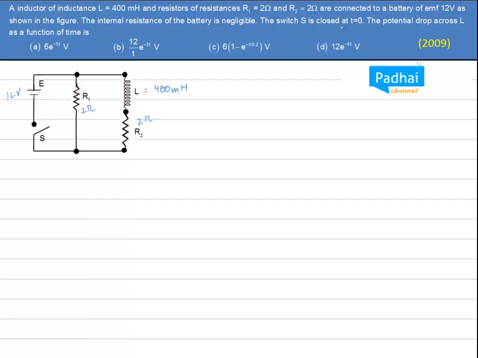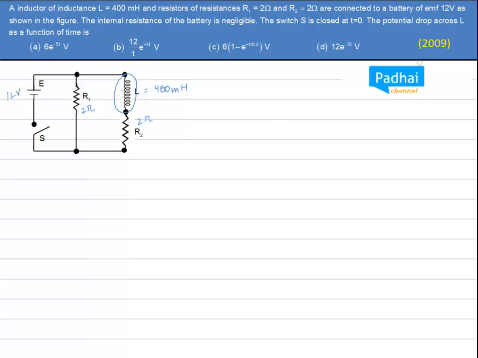The switch is closed at t equal to 0. Now this switch is closed. The potential drop across L as a function of time is... Now we have to calculate the potential drop across this thing. So how do we solve it?